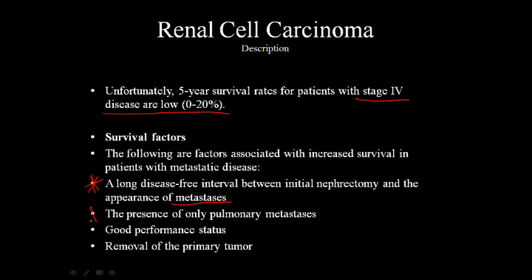Also, the presence of only pulmonary metastasis. If you only have pulmonary metastasis, then you increase your survival rate as well. Also, good performance status. I mean that your body is in pretty good shape. Other than this, you have good renal function. Things like that will help bolster your survival rate. Also, removal of the primary tumor. So if you have the ability to have a radical nephrectomy, then typically you're going to be able to hopefully survive this, especially if you're in stage 1.